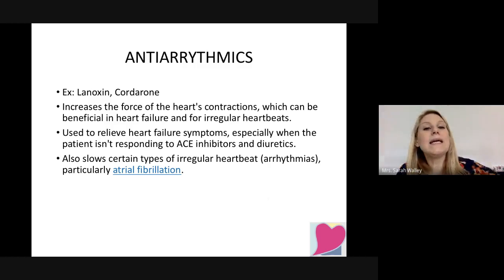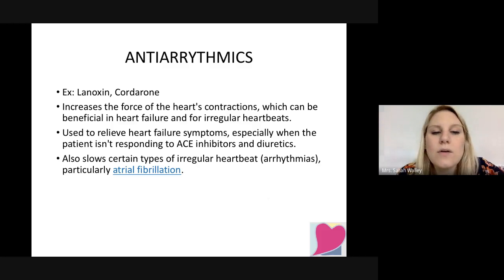All right, and then antiarrhythmics. Lanoxin and Cordarone are two, I think, that are still on that top 200 list. Those are examples. Increases the force of the heart's contractions, which can be beneficial in heart failure and for irregular heartbeats. Used to relieve heart failure symptoms, especially when the patient isn't responding to ACE inhibitors and diuretics, because like I said, they will probably start that patient off with an ACE inhibitor or a diuretic or both, but if they're not responding, they can always change to something like this. Also slows certain types of irregular heartbeat, particularly atrial fibrillation.